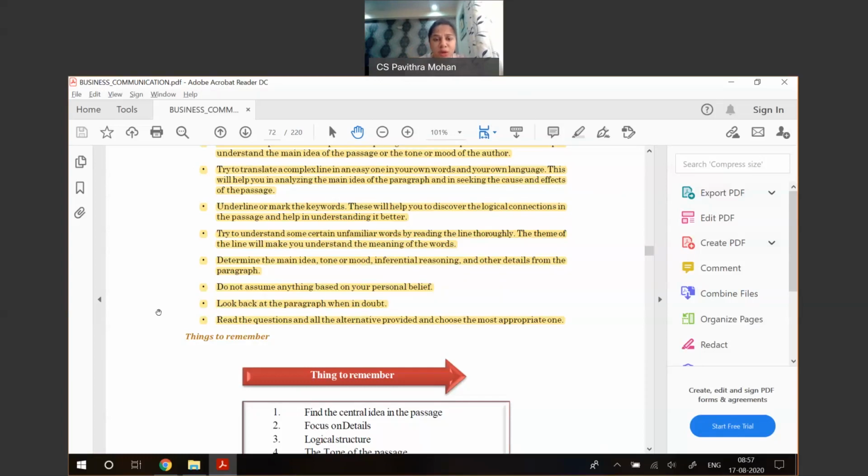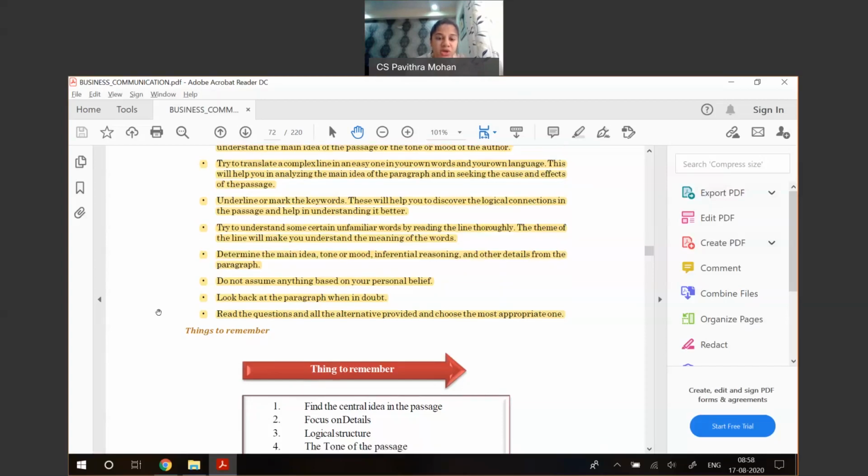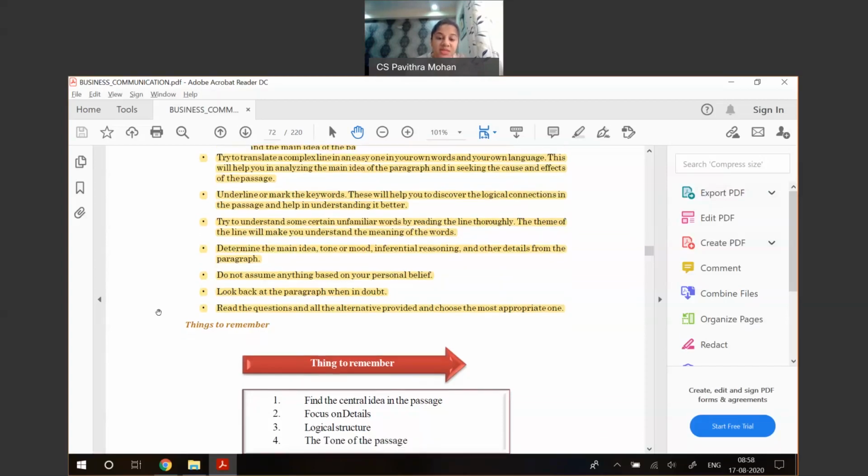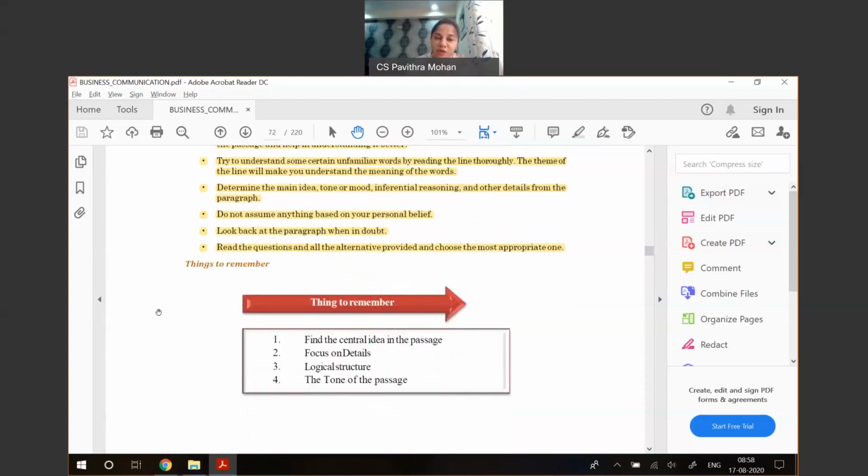Okay, so understand all these concepts when you are reading a particular passage. Do not assume anything based on your personal belief. Don't interpret the information in the passage based on your personal belief. Whatever is given in the context, just read that and interpret it. Look back at the paragraph when you're in doubt, maybe when you're going through the questions.